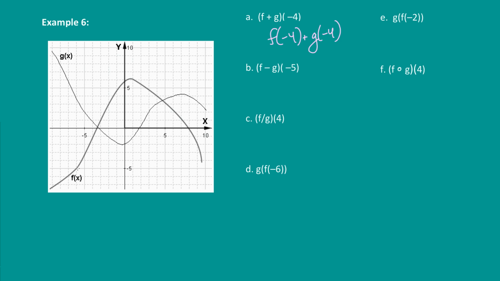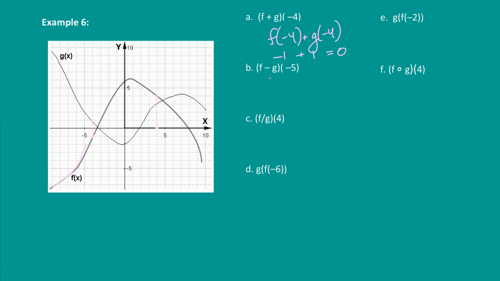Well, we go to our graph. Where's our f graph? Our f graph is this guy right here, that I'm outlining. So we go to our x value of negative 4 on the graph, and we go up to our f graph. So f of negative 4 would be right there. So that's going to be negative 1 plus our g of negative 4. Well, our g of negative 4 looks like it's just at 1. So it would be plus 1, which negative 1 plus 1 would be 0.